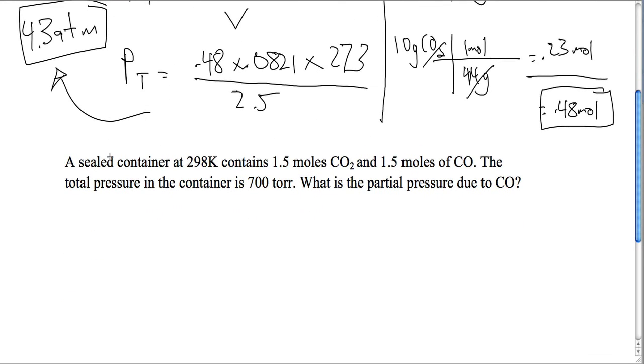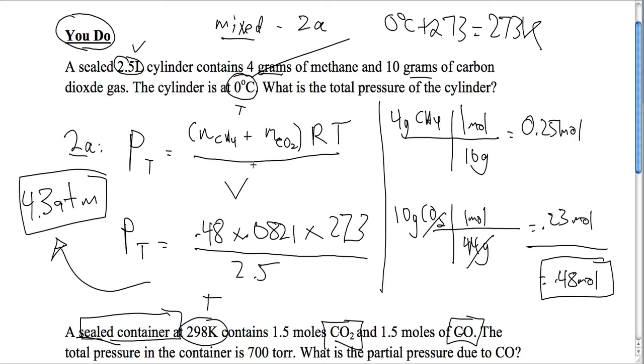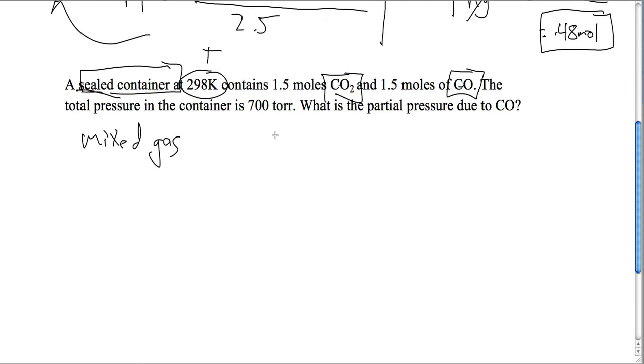Okay, in this case we have a sealed container. It's a mixed gas problem because we have CO2 and we have carbon monoxide here. So it is a mixed gas. 2 gases in a sealed container. We're given the temperature, so if we're given the volume we could use this equation here. But this one's actually easier. We're not given the volume. We are given just individual moles. So in this case, we're going to go for equation 2b. And it's asking for the partial pressure of CO.